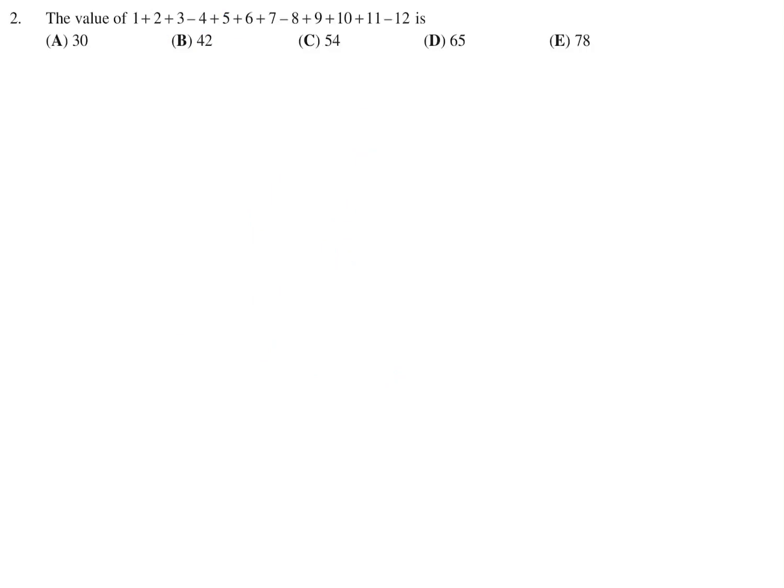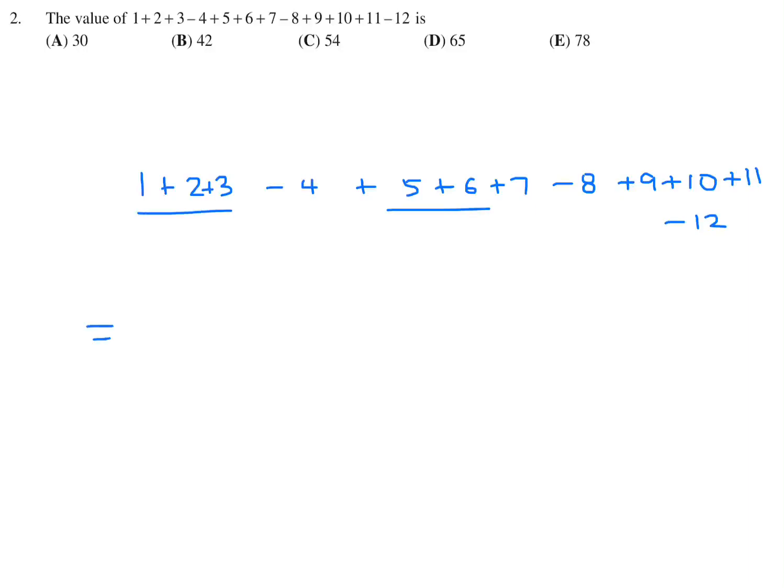The value of this is, so we got 1 plus 2 plus 3, then minus 4, then plus 5, plus 6, plus 7, then minus 8, plus 9, plus 10, plus 11, and a minus 12 at the very end. So we can do the pluses first.